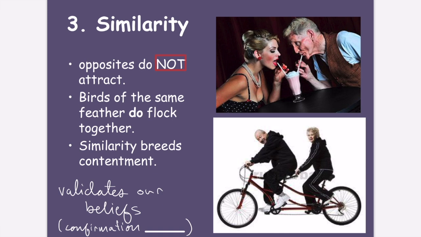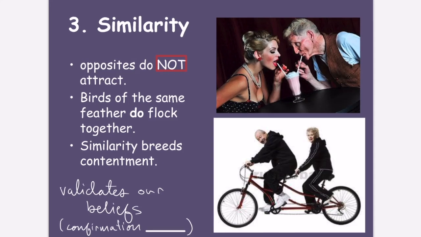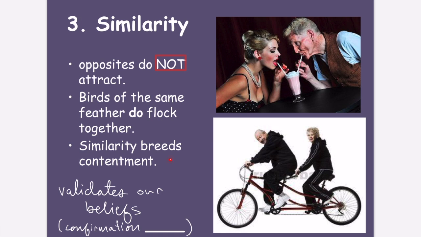Similarity is also a factor, which goes against the common saying that opposites attract. That's actually not psychologically accurate. In reality, the more similar a person is to you, the more likely you are to be attracted to them. Birds of a feather do flock together. That's because similarity breeds contentment because it's a type of stability. It's a type of familiarity.